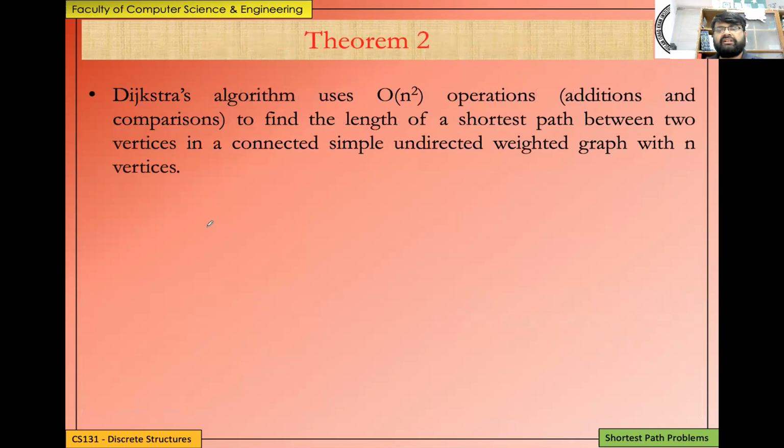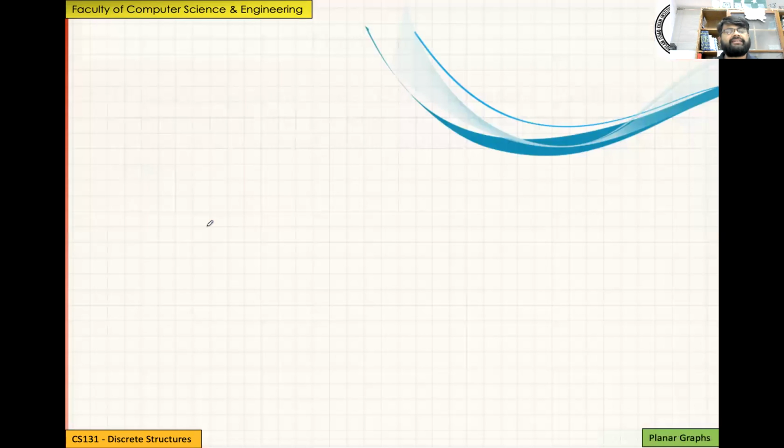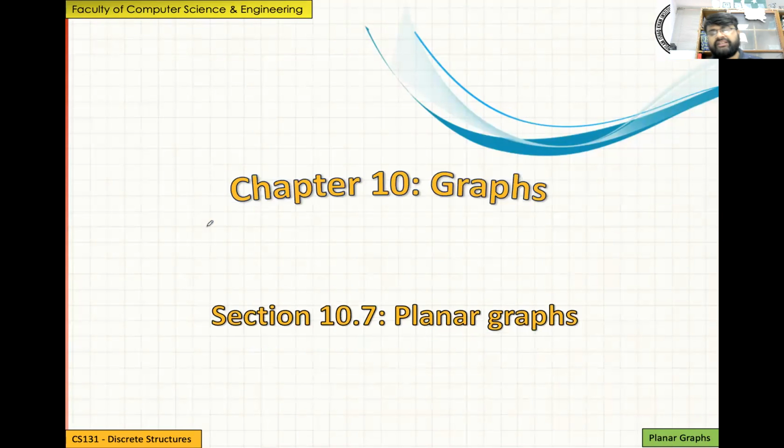Okay, so let's call it a day for this particular section. In the next section, we'll be talking about section 10.7, which is about planar graphs, like how graphs can be represented in a plane and how we can cut them and so on. So let's see you with more detail about planar graphs in the next section, section 10.7.